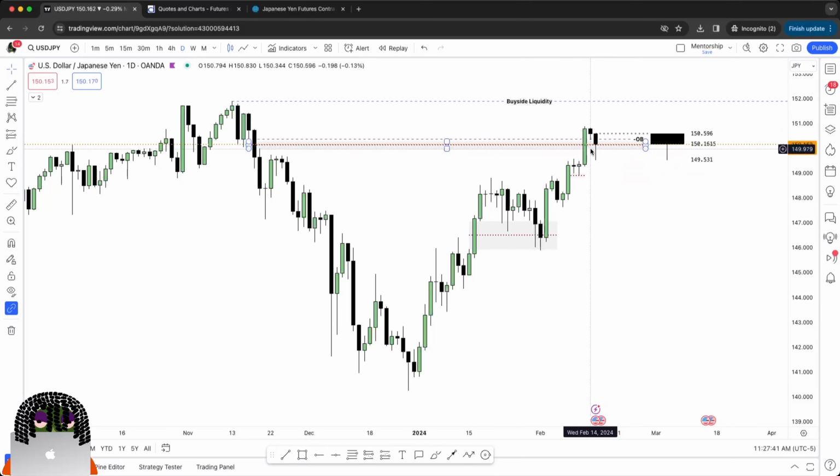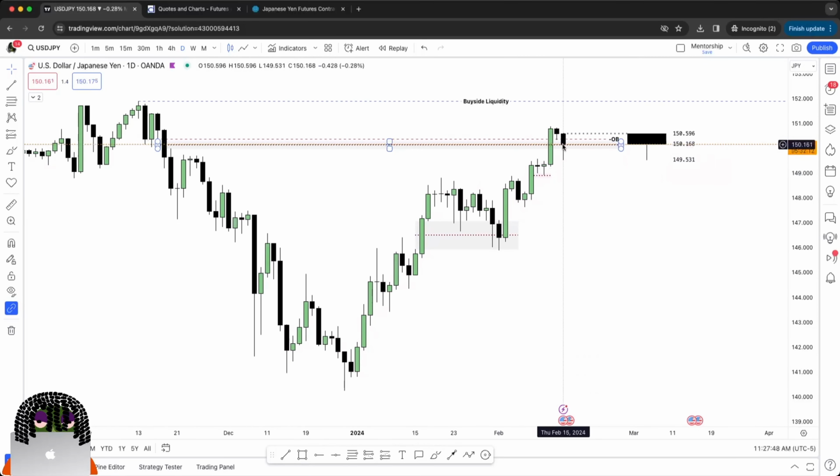Now, if you're someone who's a swing trader on a daily chart, you can take this candle here. You could have taken this right here as soon as it pushed, right? You could have taken this, right?